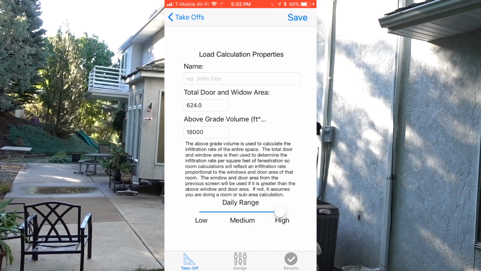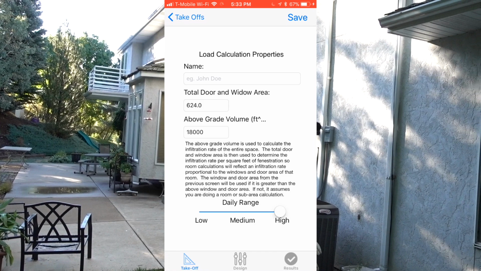This dialog, or these numbers, are required for proper distributing of infiltration. So a home, for example, will have so many air changes in an hour of outside air to inside air, but it needs to know how to distribute that on a room-by-room basis. How do you determine how much is leaking into any particular room? Well, the way the load calculation does that is by the percentage of window and door area of that room versus the entire home.